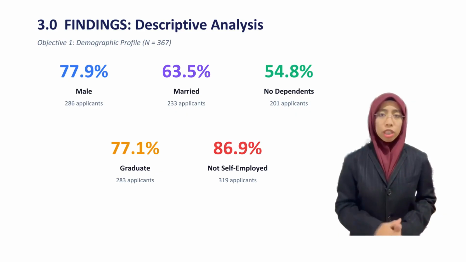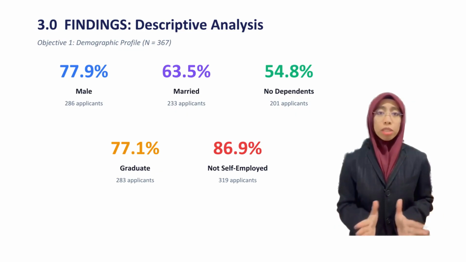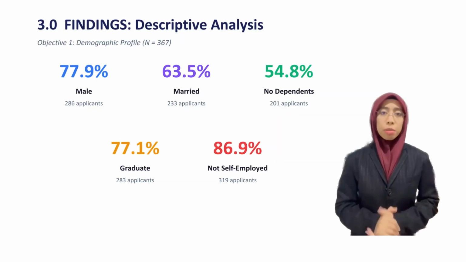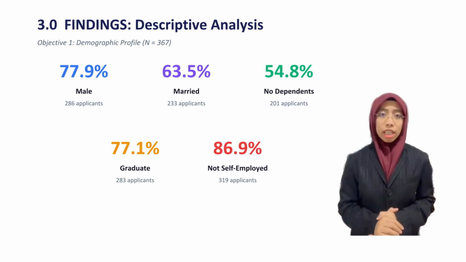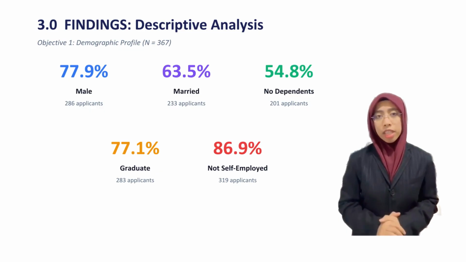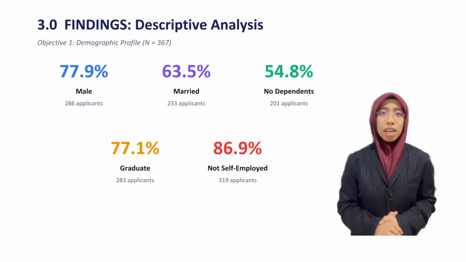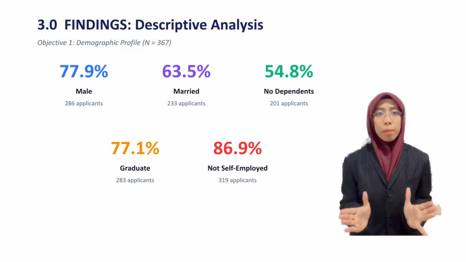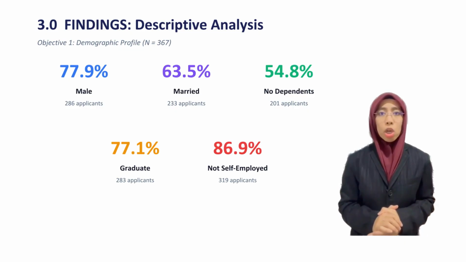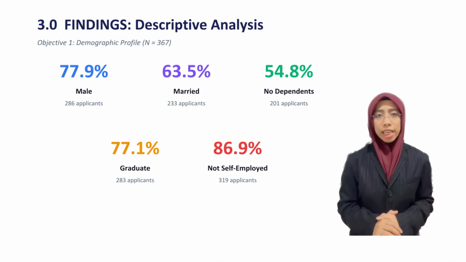Thank you, Yusuf. I will now present the findings for Objective 1, which is the descriptive analysis of the demographic profile of our 367 loan applicants. As you can see from the key statistics on this slide, the data reveals some clear patterns. In terms of gender, 77.9% of applicants are male, which is 286 out of 367. This shows that males are the primary initiators of loan applications in this dataset.